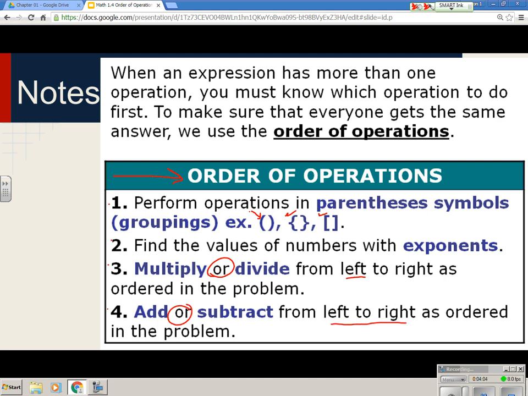So there's a little acronym we use to remember these things. You've probably heard of please, excuse, my dear, Aunt Sally. Okay? And people call it PEMDAS.